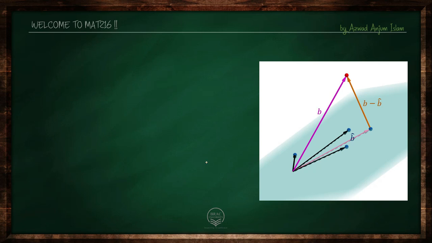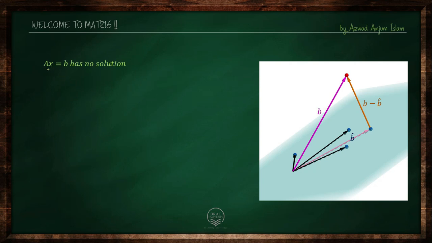So we are back at our blackboard, and this is the figure that we just saw. I'm going to give you the names again. The black vectors are the column vectors. The blue plane is my column space. The B vector, the purple vector, is my right-hand side vector. And the B hat vector is the projection of the vector B onto the column space. So if I subtract the projection from the vector, what I'm left with is the perpendicular vector, that is B minus B hat.